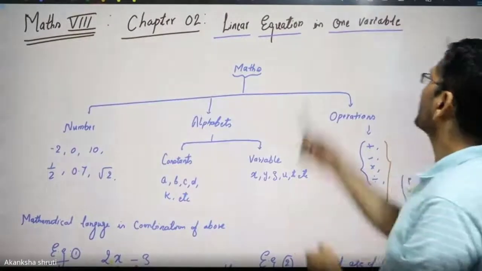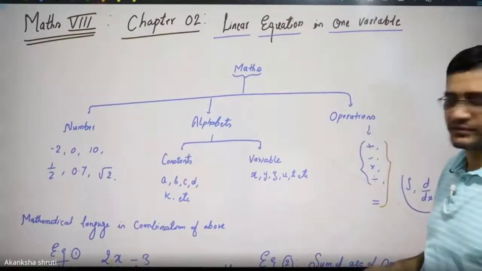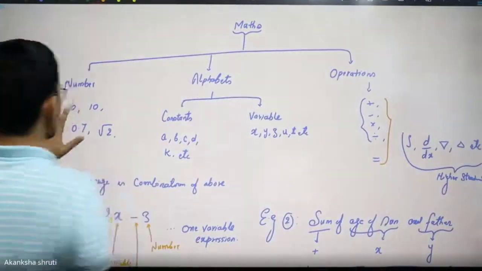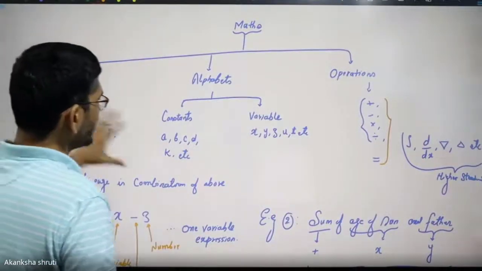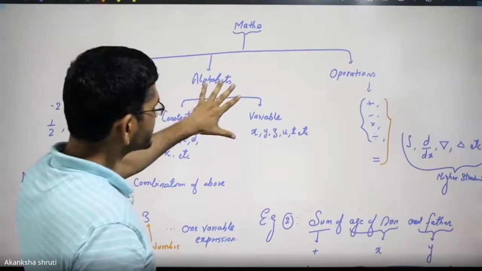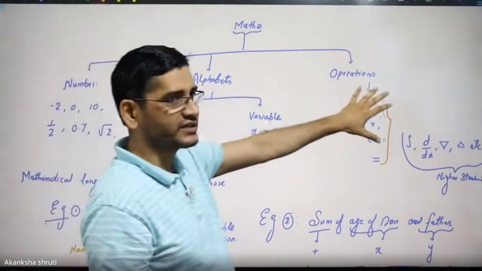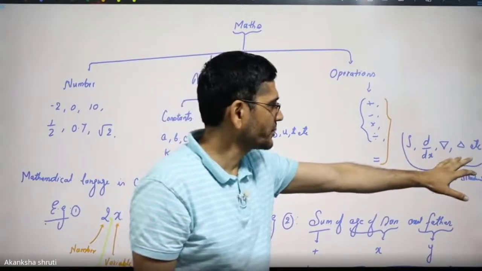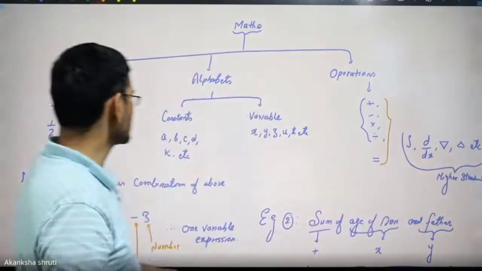Chapter 2, linear equation in one variable. So in mathematics, we come across three kinds of things. One is numbers, another is alphabets, and the third is their operations like addition, subtraction, equal, and others. That one is not required.